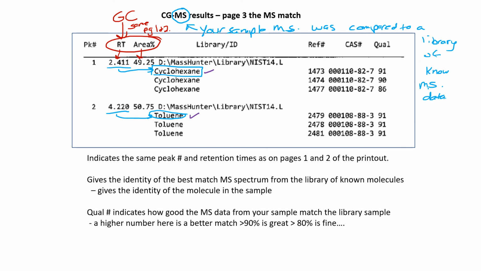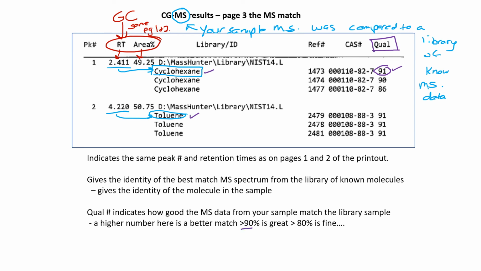One more thing to watch out for is, okay, so this computer compared the data, how good was the match? And that's where you get the qual number here. This qual number is really telling you how good that match was. So the computer was like 91% sure that this mass spec from your data matched the mass spec for known cyclohexane. You do get a few different numbers here, and it's slightly different runs, slightly different ways in which the mass spec data might have been generated.